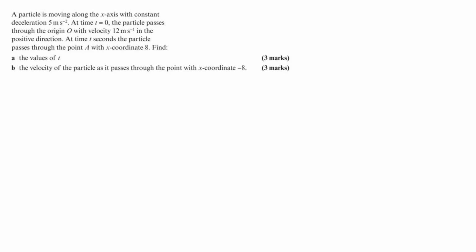Okay, so it's very similar to the other question. We know that s is 0 at the start. We know that u is equal to 12 meters per second, and a is equal to minus 5 meters per second squared. And we know that this is at point 0, 8 meters. Just for the sake of argument, let's use meters, okay?